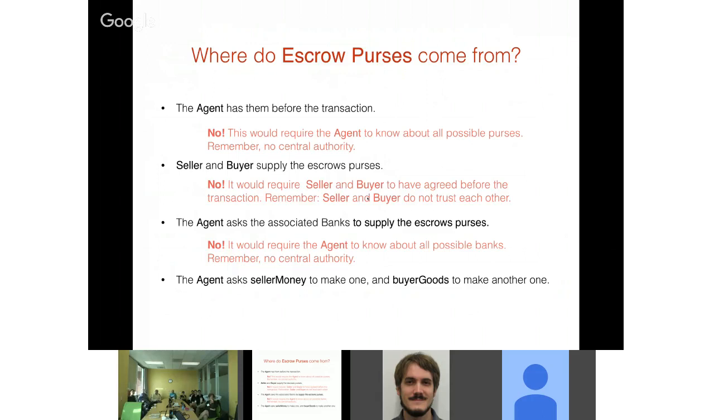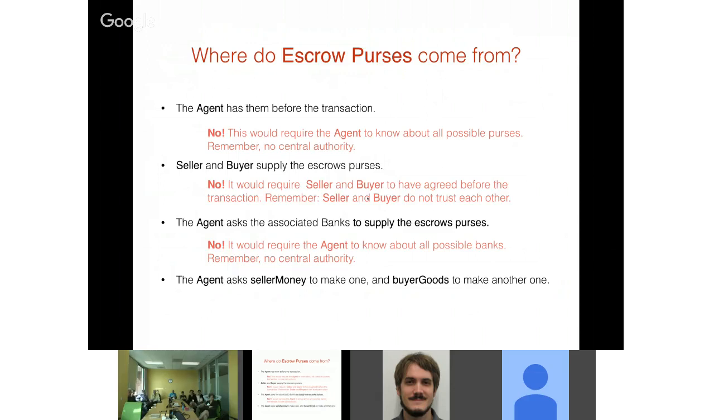The seller and buyer supply the escrow purses. Okay, well, fine, except, of course, once again, the seller and the buyer don't really trust each other. So they would have to agree before the transaction, but the whole point of this is we want to do this transaction in a way that establishes just enough trust for the transaction to go through without requiring everybody to trust each other at the start. This is to establish enough trust for the transaction to go through and then be done. Well, once again, you could ask banks, and you possibly could do it that way, but basically, again, the agent would need to know about all the banks, and not just to know about them, but to trust them.